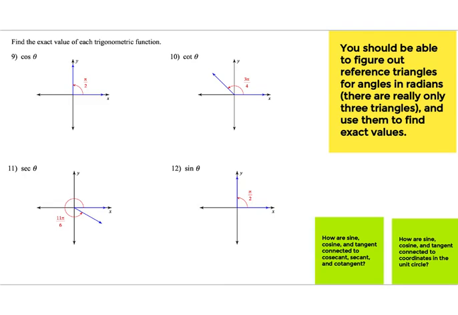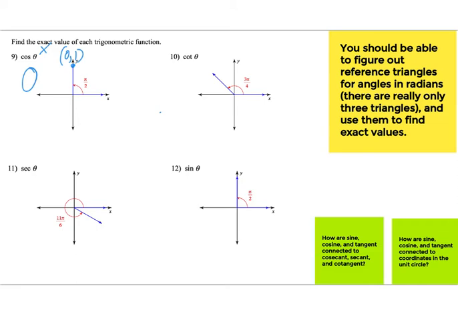For the next page, we've got to find the exact trig values of each of these functions. This is similar to what we're doing on the first page, and it's going to be based on the coordinates and our reference triangles that we've got going on here. So at this place, we've got the point (0, 1). Cosine is the x value, so cosine of pi over 2 is going to be 0.